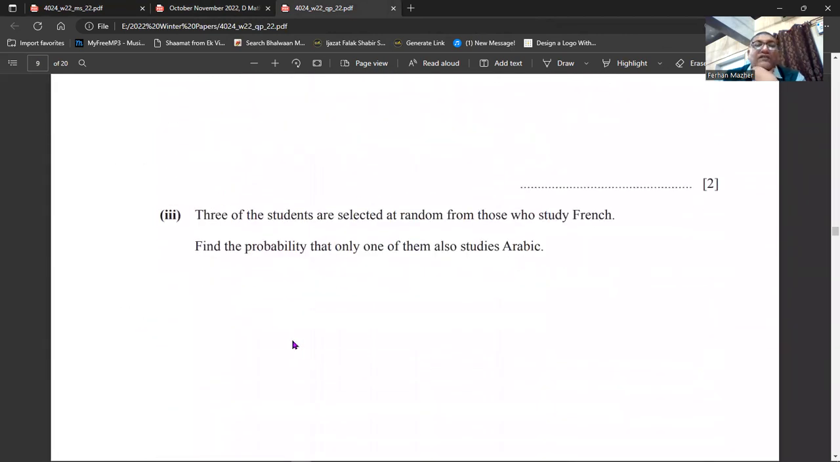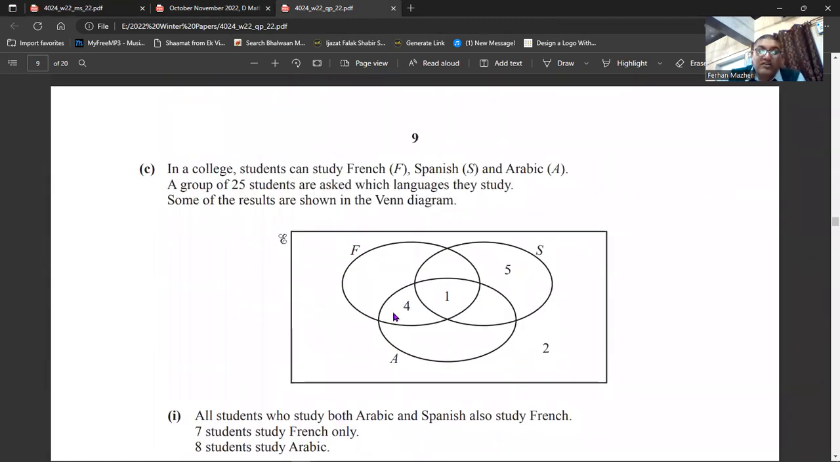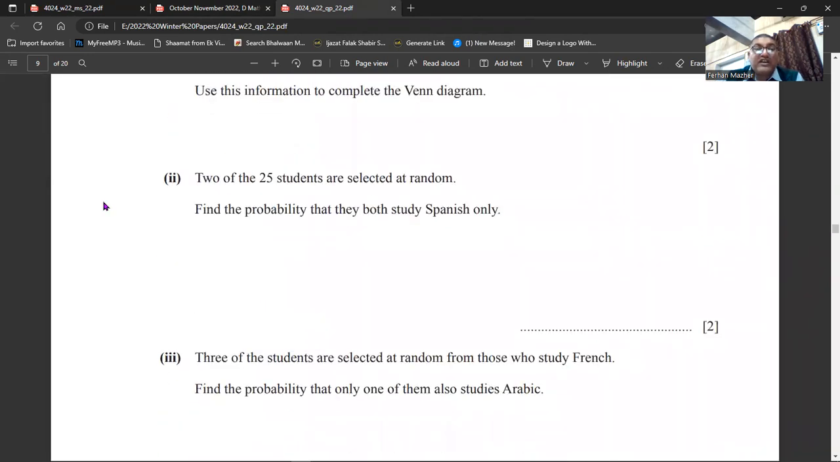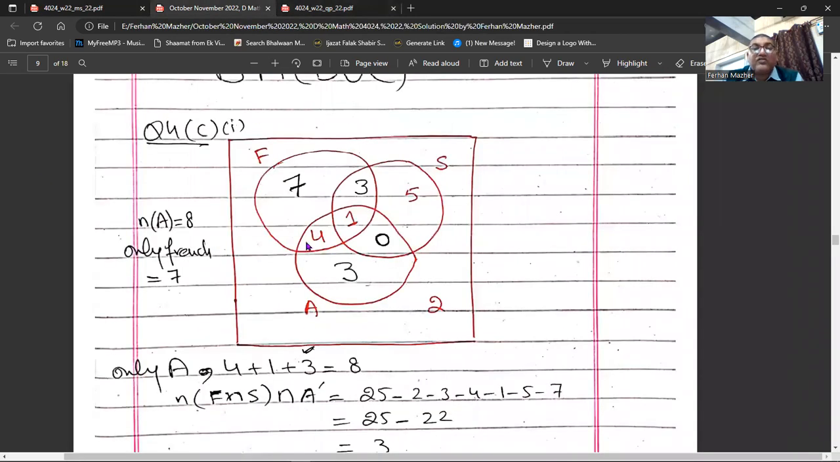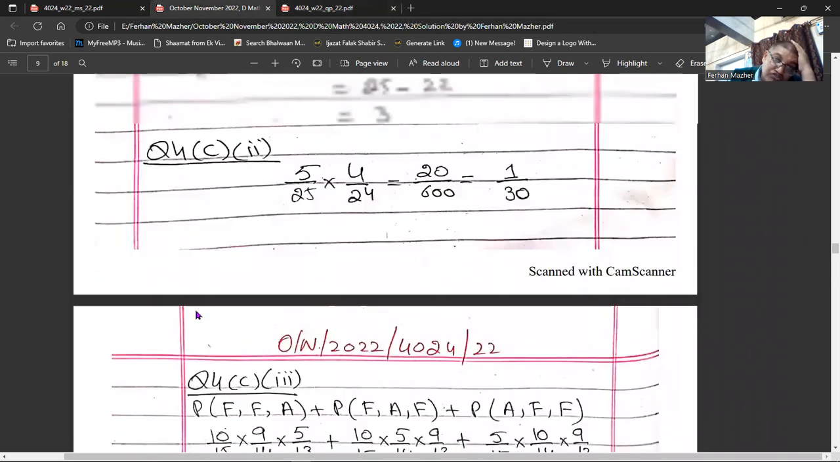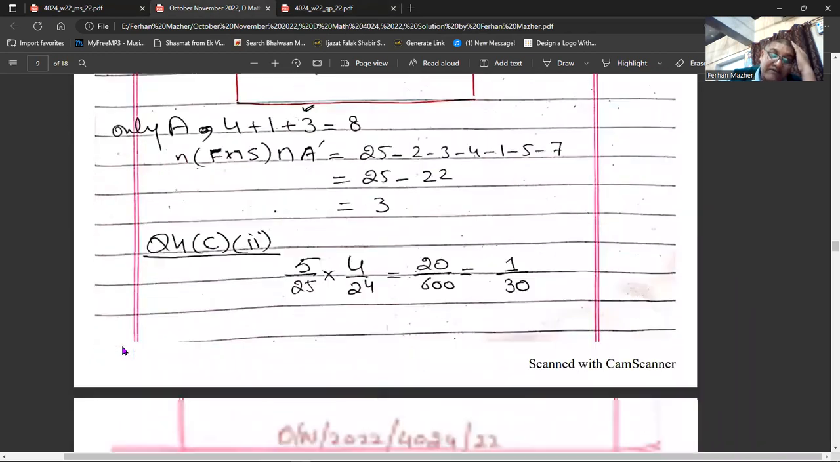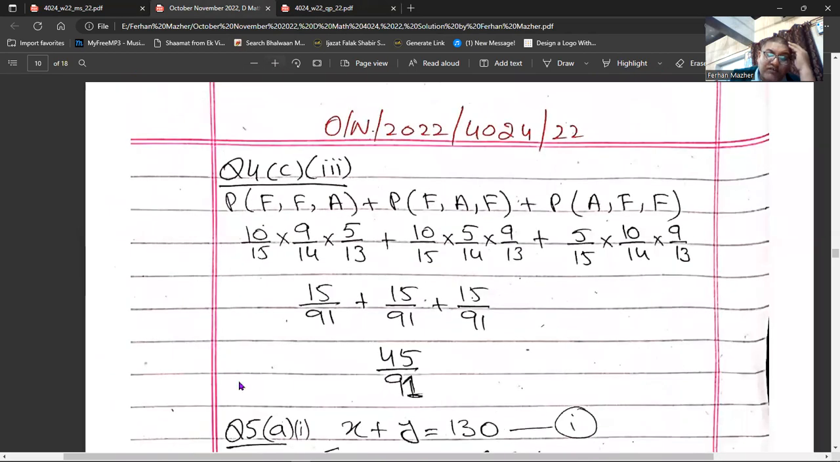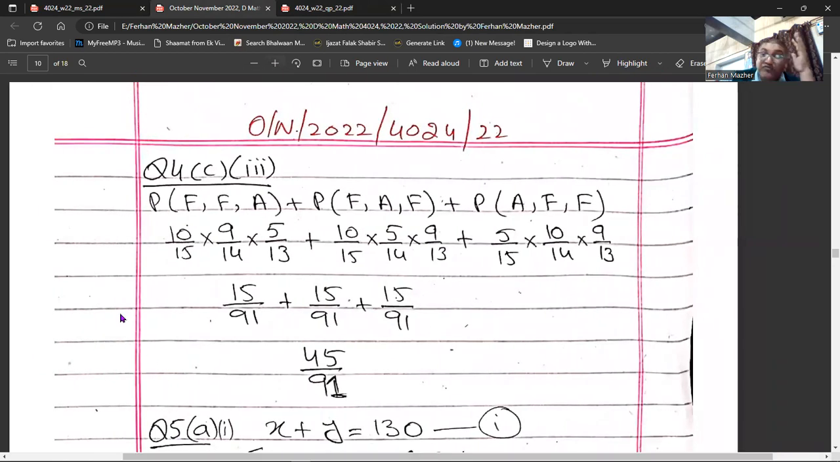Then the third part, he says 3 of the students are selected at random from those who study French. Find the probability that only one of them also studies Arabic. So how many students study French and also study Arabic? There are 5 such students. In the circle of French, you have 4, 1, 3, 7. So there are basically 10 and 15. There are 15 people. Who study Arabic also, they are 4 and 1, 5, I mean.